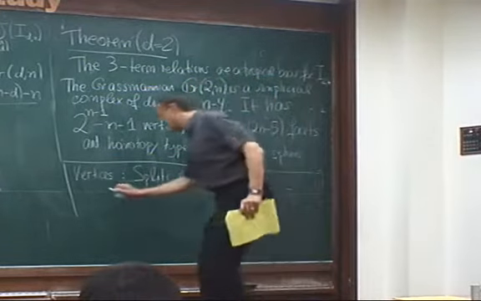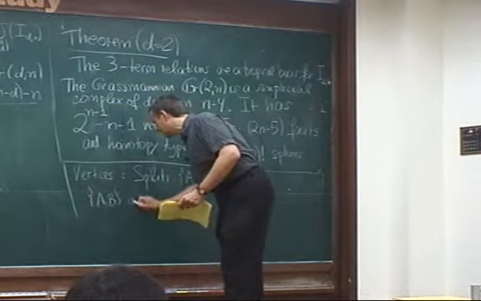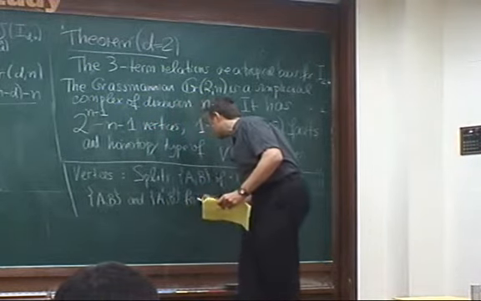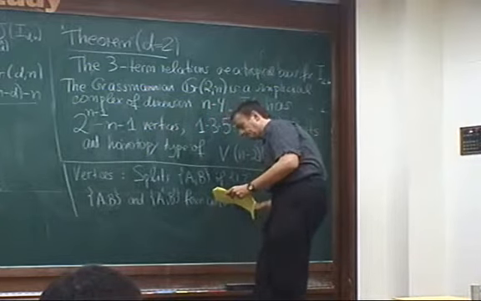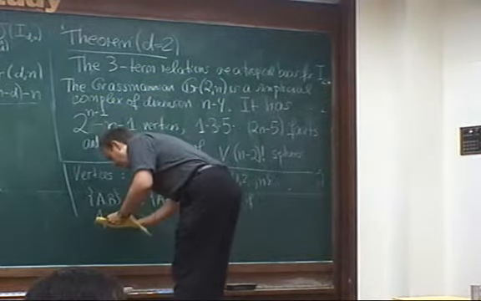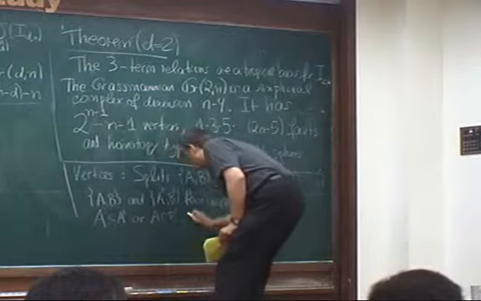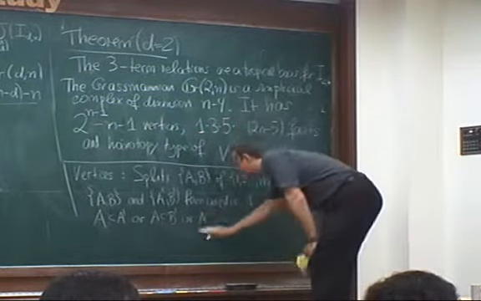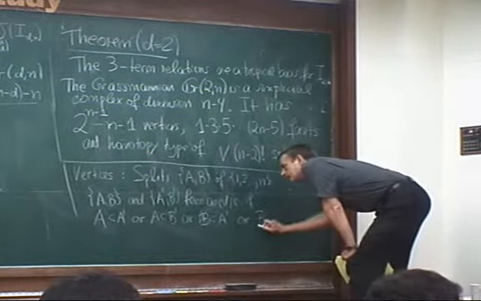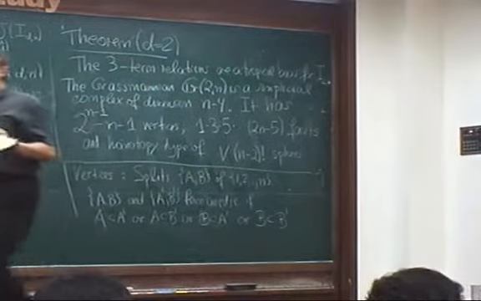So two vertices form an edge. If we have two splits, A|B and A'|B', they form an edge if they're compatible, and compatible can be said as follows: if A is contained in A', or A is contained in B', or B is contained in A', or B is contained in B'. Okay? So that's compatibility. So what does compatibility mean?